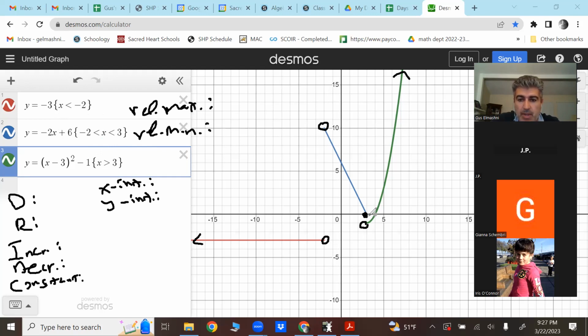Even at x equals 3, there's supposed to be an equal sign there. It is part of the second curve or second line or second function. So yeah, domain is all real numbers except -2.